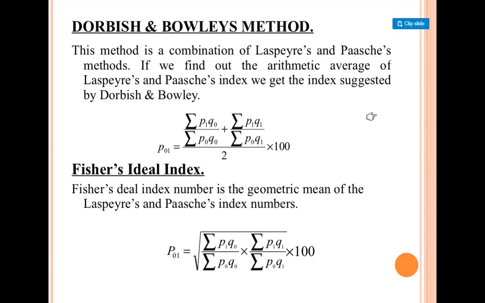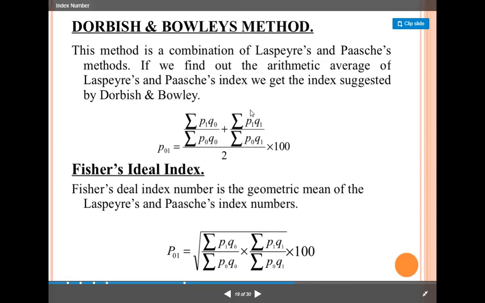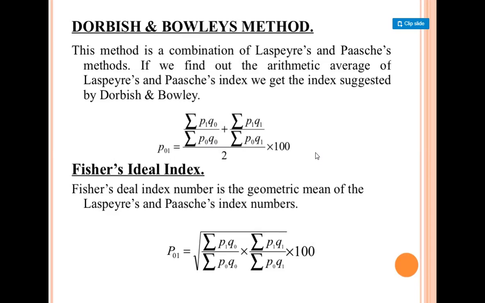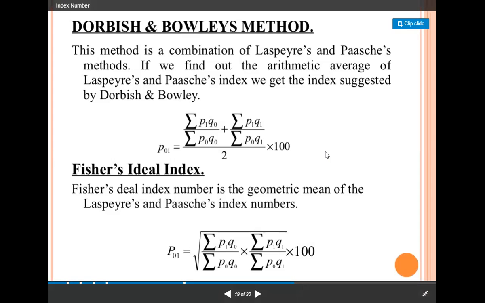Or then how to substitute the Laspeyres formula: summation P1 Q0 by summation P0 Q0 plus summation P1 Q1 by summation P0 Q1, then by 2 into 100. Okay. Simply after finding Laspeyres' and Paasche's, I have to find the average of Laspeyres' and Paasche's. Then you can get the Drobisch and Bowley index number.